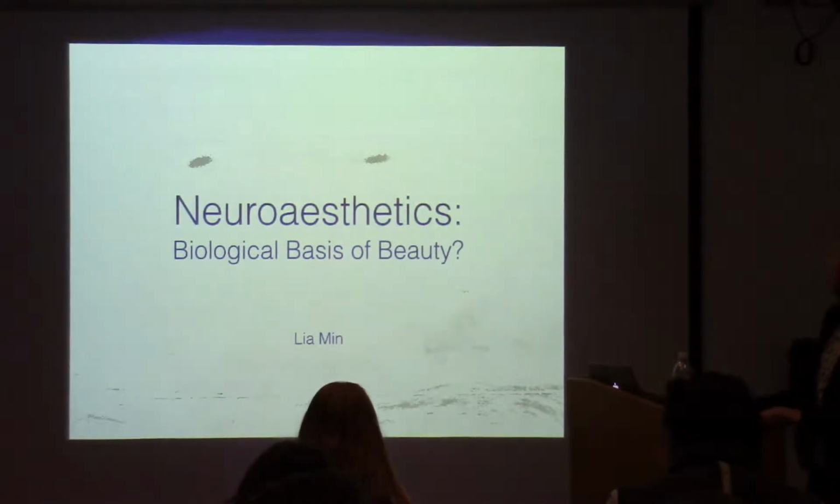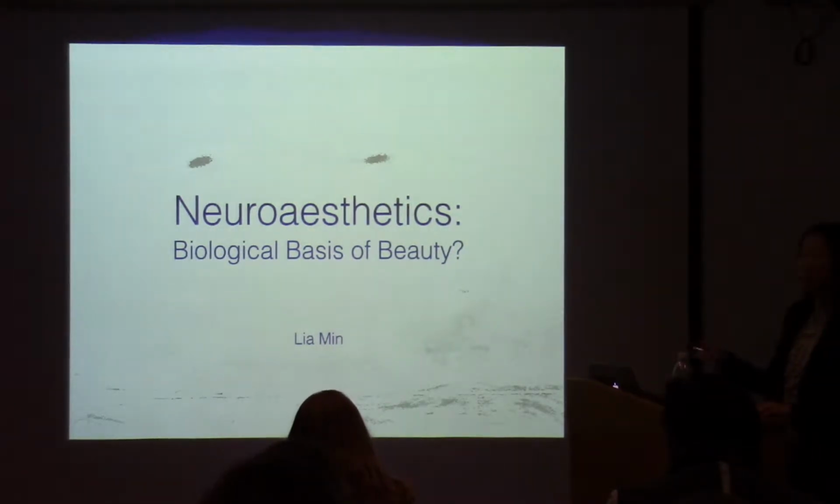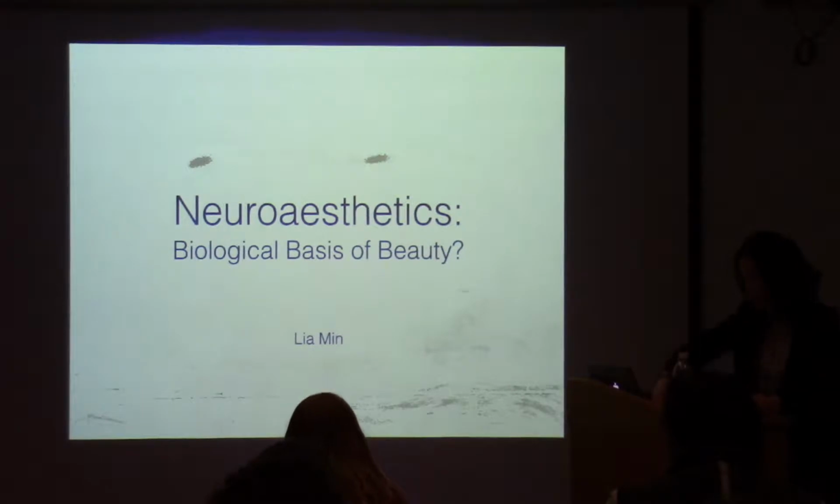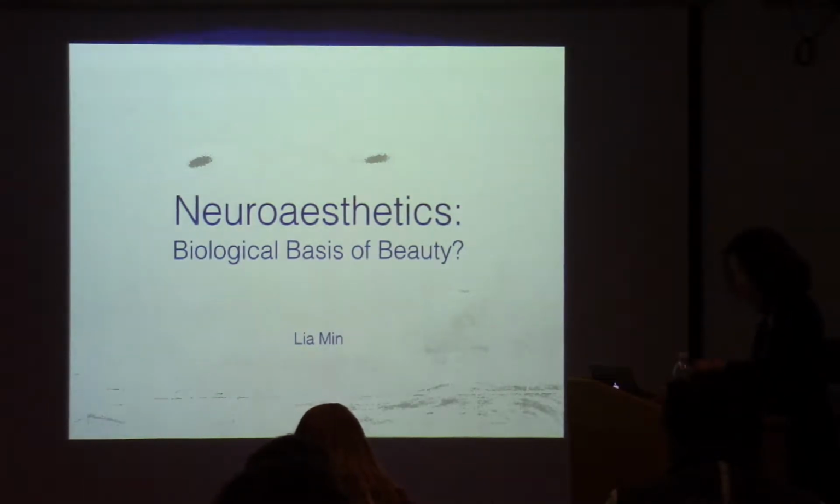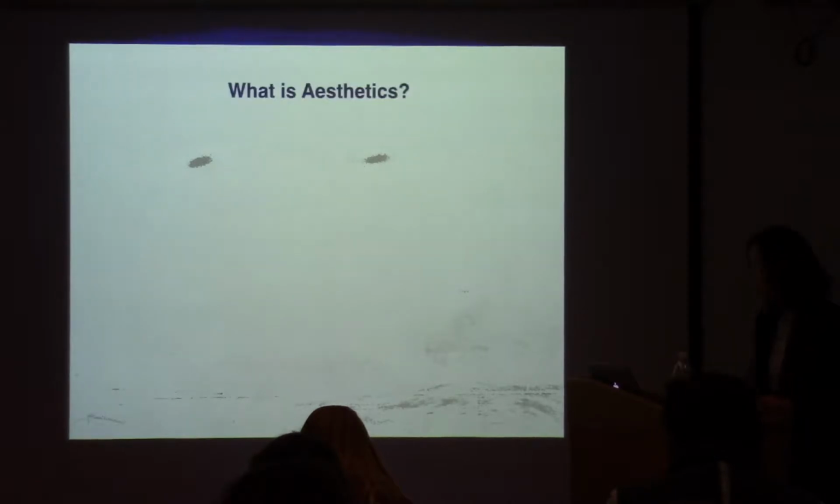So, neuroaesthetics, it's a combination of two words, neuro and aesthetics. So you probably know where neuro comes from. It's the brain cells. What is aesthetics? Okay, so let's talk about what is aesthetics.